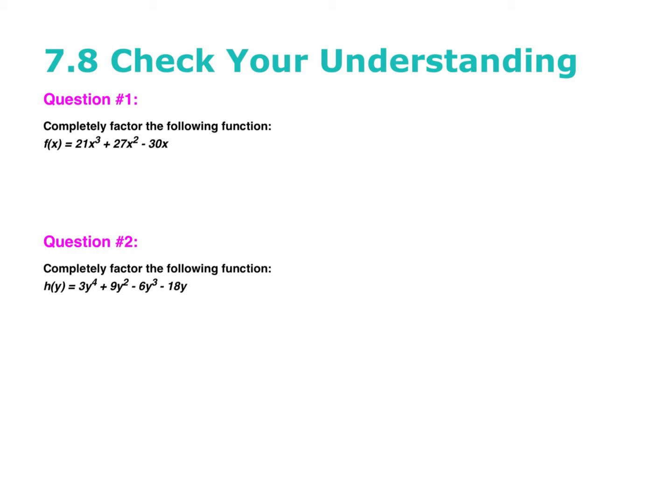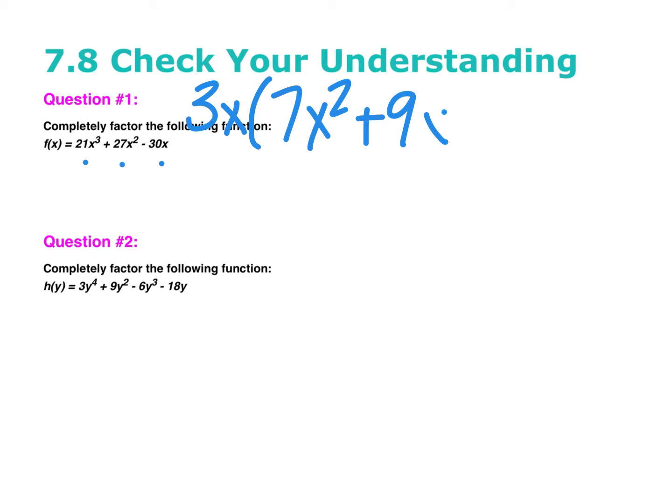So for this first trinomial, the key to it is to actually pull out a greatest common factor for all three terms. What you can actually pull out is a multiple of 3 and a single x. So if we do that first, I'm going to pull that out and I'm going to get 7x squared. Then this will become 9x and minus 10.